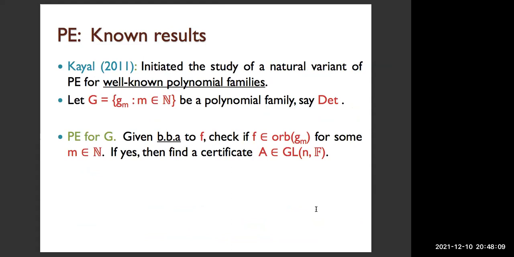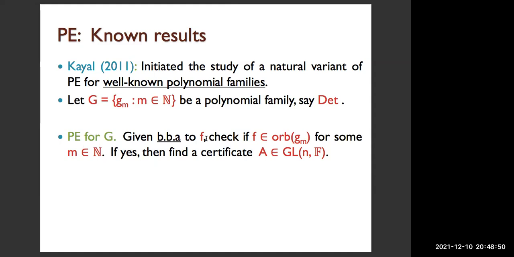Kayal introduced a line of study for equivalence tests, a very natural variant of the polynomial equivalence problem, where G, or one of the polynomials, comes from some well-known polynomial family. What's a polynomial family? A polynomial family is a collection of polynomials, let's say G_m, where the polynomials are indexed by integers, natural numbers, and you can think of the determinant being a polynomial family. Right? For every n, you get an n by n determinant, right? And this variant of the polynomial equivalence problem is defined like this.